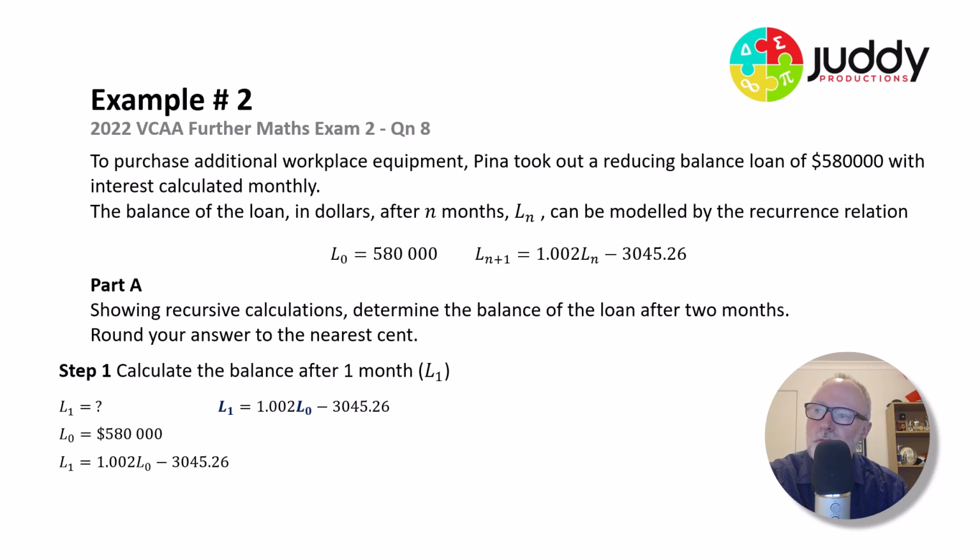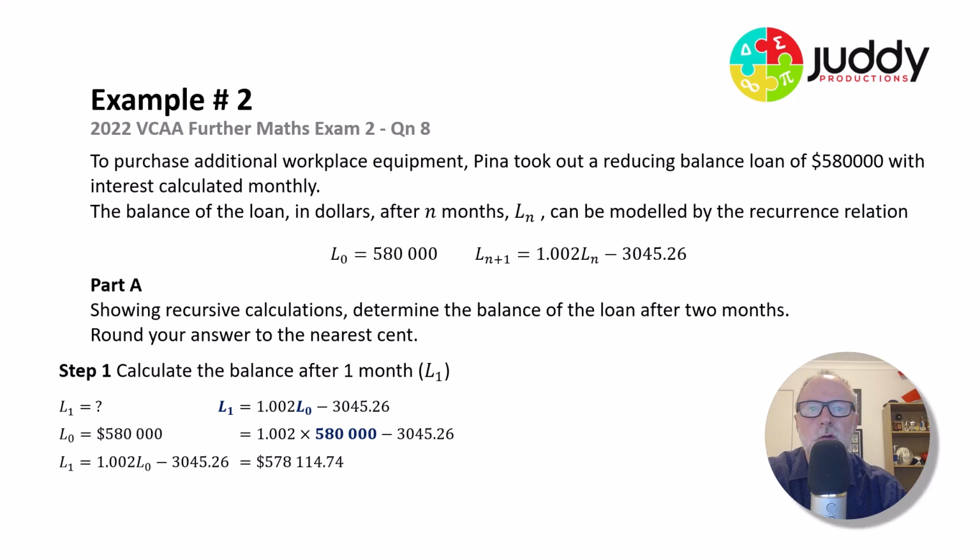So I sub in my value for L0, and I end up with the following expression. L1 is equal to 1.002 times 580,000, take away $3,045.26. So that means the value of the loan after 1 month, that is L1, is $578,114.74. We now take this value for L1 after 1 month of payment and substitute into the recurrence rule to work out the value for L2.